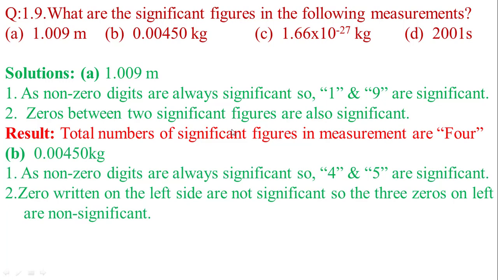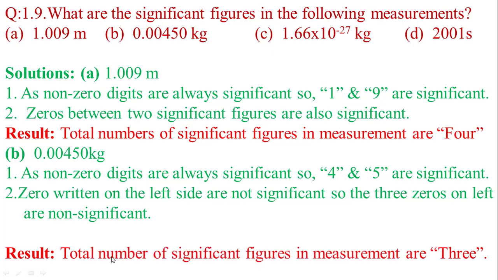Now part B: 0.00450 kg. Non-zero digits are always significant digits, so 4 and 5 are significant digits. The zeros on the left side are not significant digits. So there are 3 zeros on the left side that are not significant. The result: the total number of significant figures in this measurement is 3.